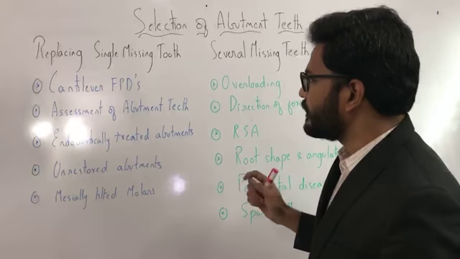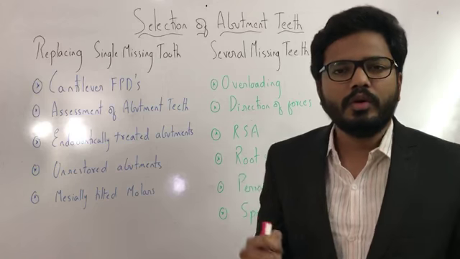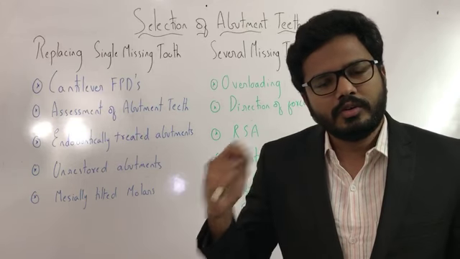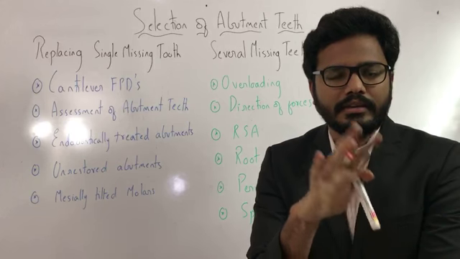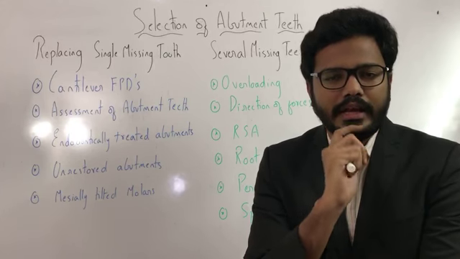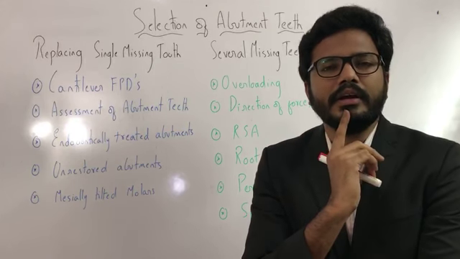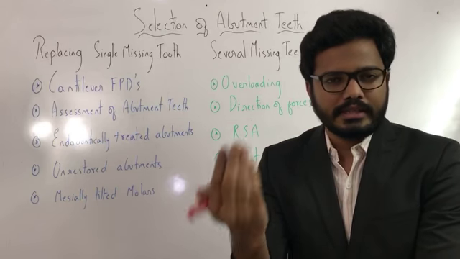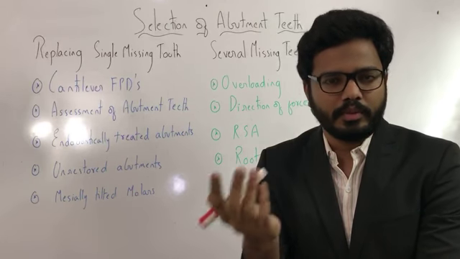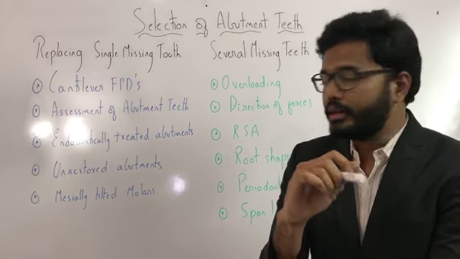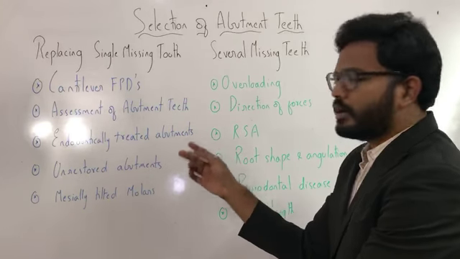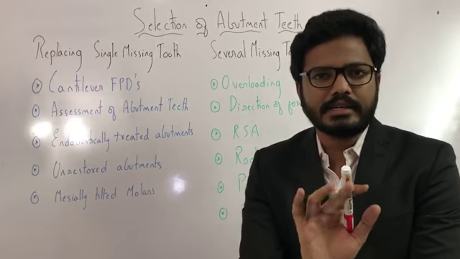And most importantly, when you're trying to use endodontically treated teeth as abutment teeth, care has to be taken that the tooth is in a healthy condition, in the sense there has to be adequate crown and root support. If necessary, we have to reinforce that with a post and core, and then go ahead with the procedure accordingly.